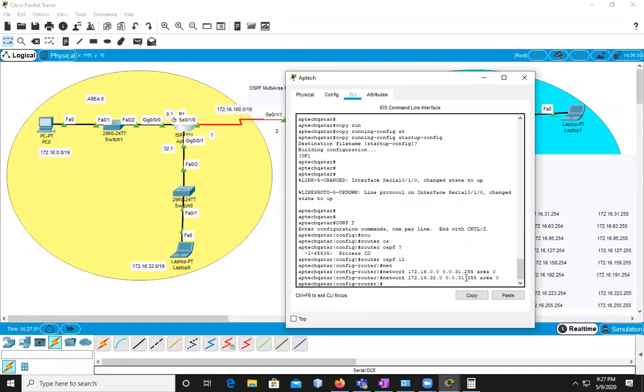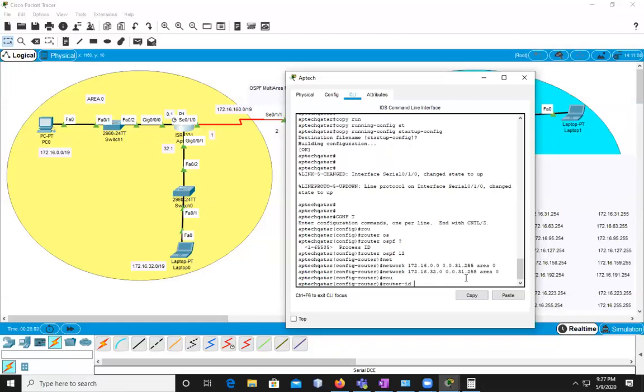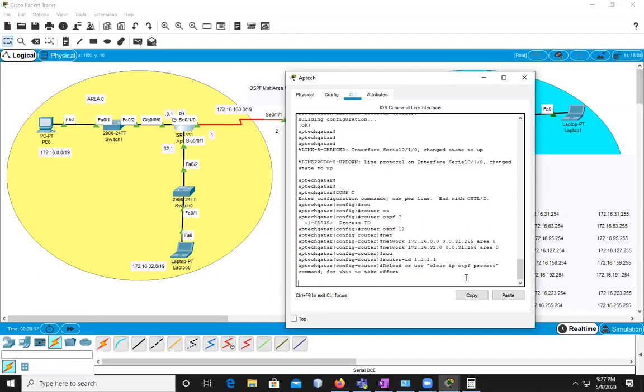Here, one more very important thing is the router ID. I'm going to discuss this router ID topic just after some time, but this is very important. In OSPF, we used to have elections, and I'm going to talk about this later on, but we just need to add this router ID. Suppose that it's 1.1.1.1. So this is the lowest router ID. I will hit enter here. It says reload or use clear ip ospf process for this to take effect.